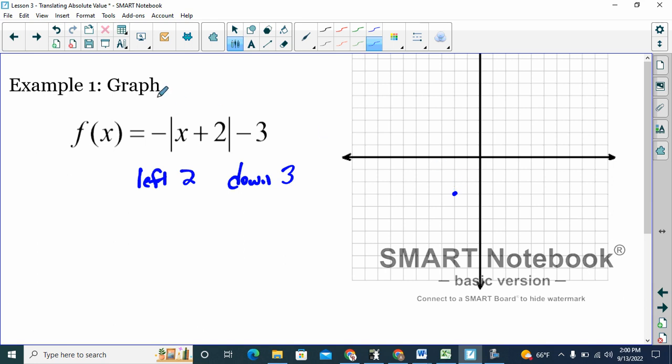And then we know that this V opens down because the number out front here is negative. And that number will always represent the slope, which in this case, it opens down with a slope of 1. So down 1 over 1. Go back to the vertex and go down 1, left 1. So the slope of this part is negative 1 and this part is positive 1. And we have our absolute value function.